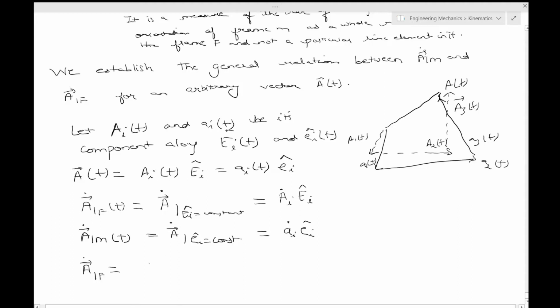F is equal to AI EI hat. So AI EI is written for F, and then there's a dot over the whole thing, the time derivative. If you apply the chain rule, this would be AI dot EI hat plus AI EI dot, with respect to F.